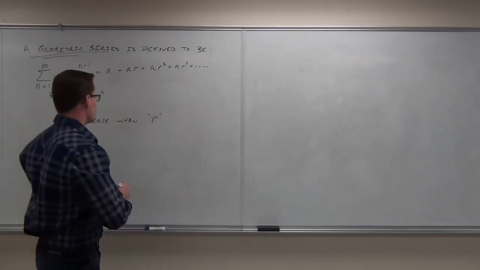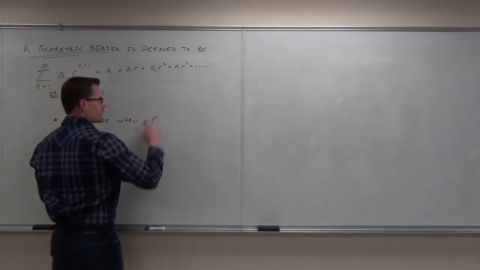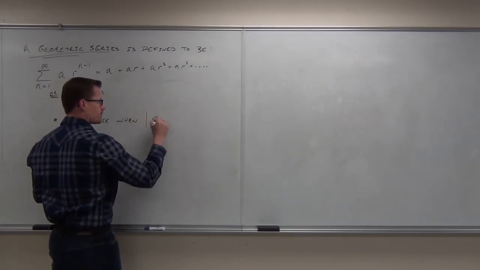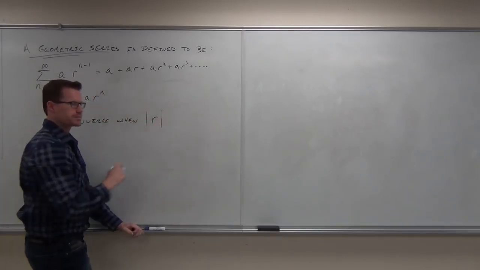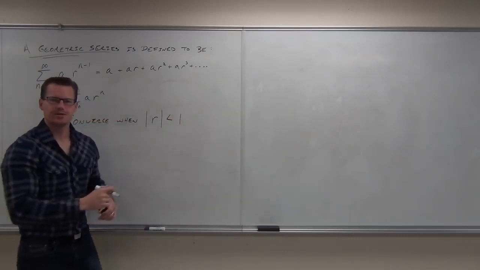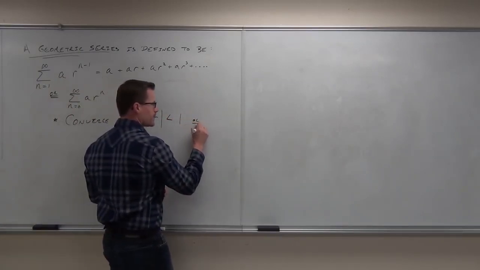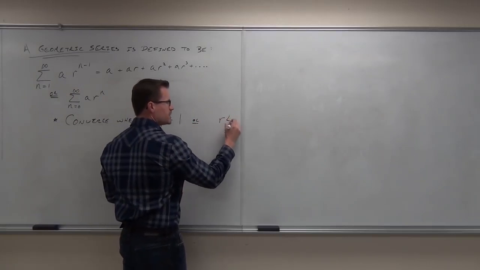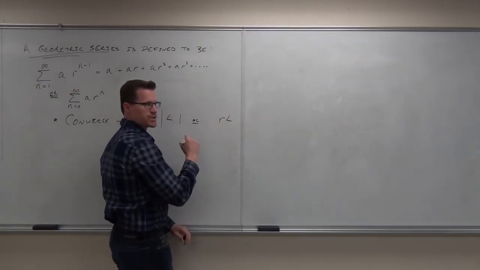So here's the deal. This is going to converge when r is less than 1 in terms of absolute value. What that means for us, we can think about it another way. r's got to be between two numbers for it to converge. What two numbers does it have to be between?